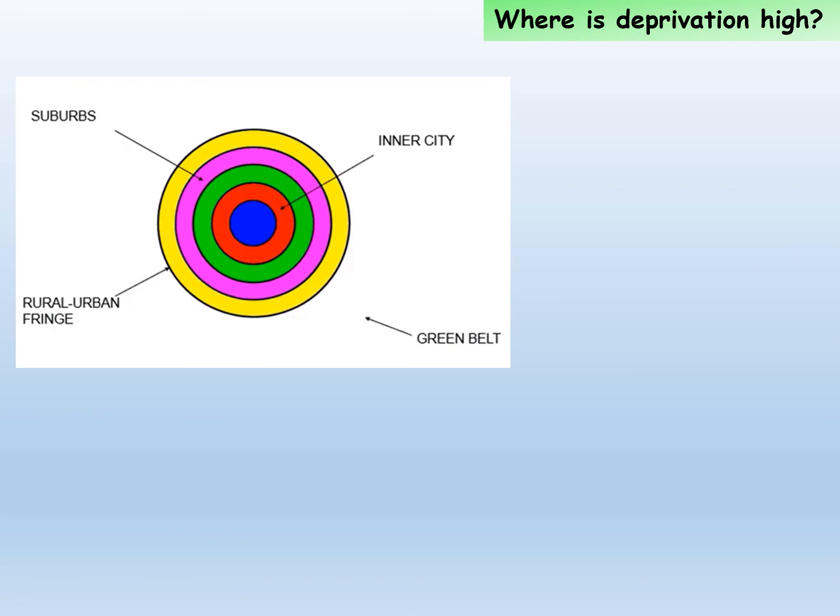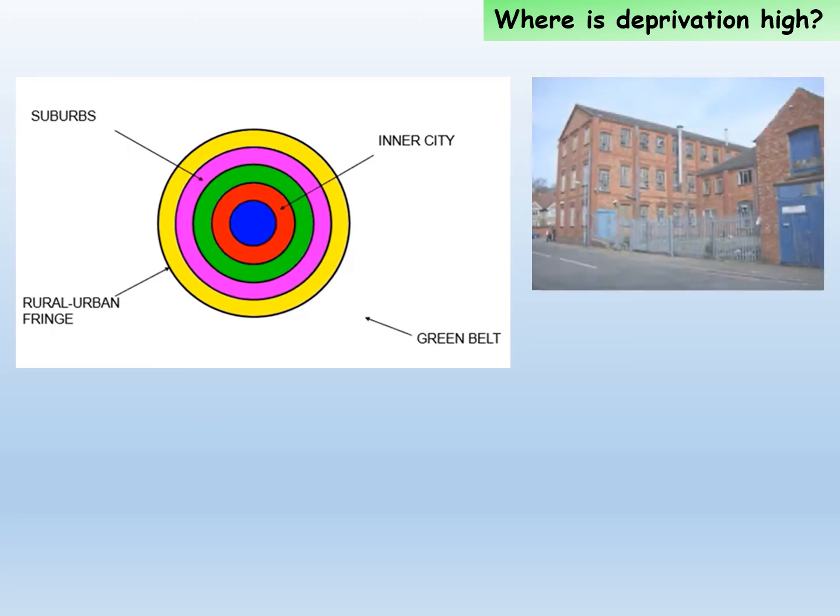Now that we've done that task, we need to start thinking about why the inner city has got much higher levels of deprivation compared to the suburbs. So if we look at the land use model on the screen, remember the inner city is just outside the CBD, or the centre of the city, and yet the suburbs are much further out towards the edge of the city. This is an example of the land use that you might find in the inner city.